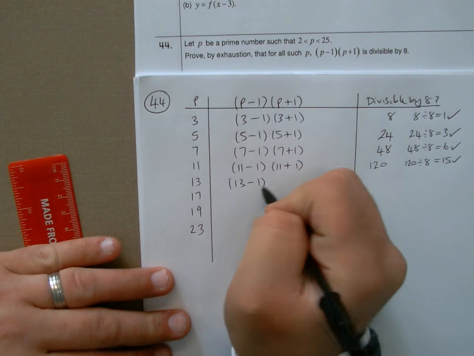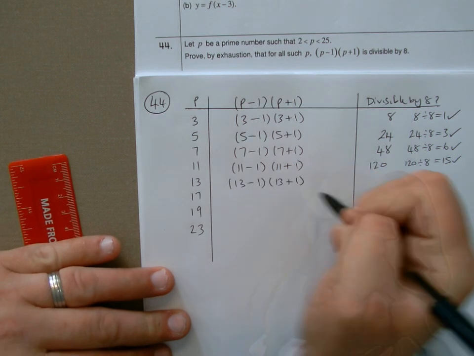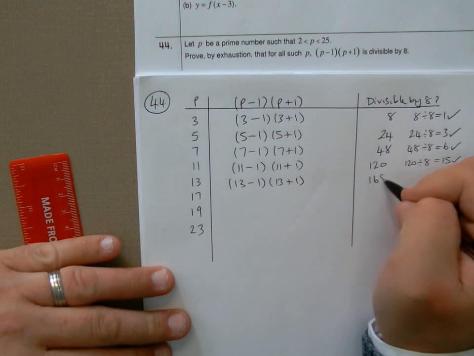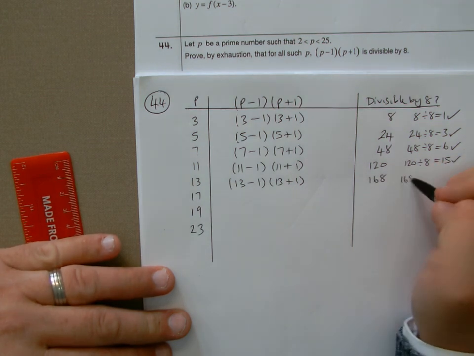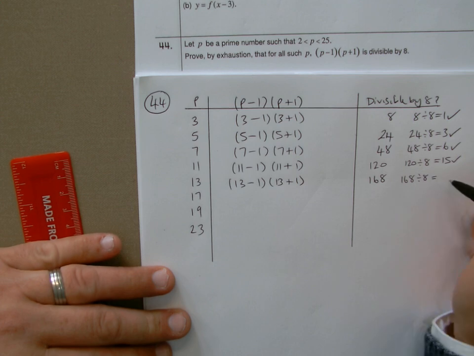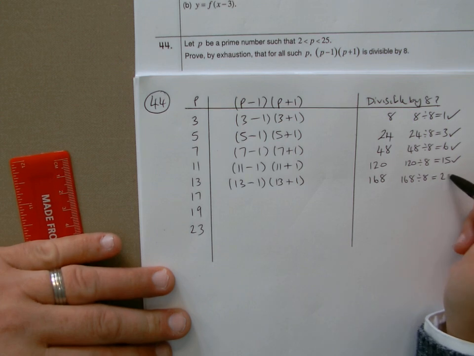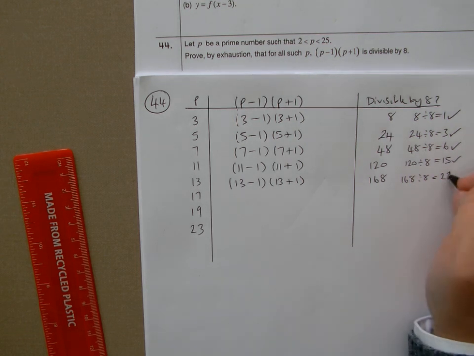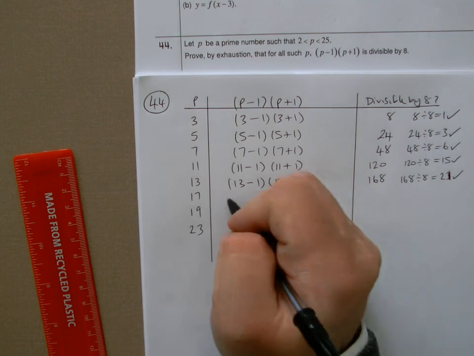So we've got 13 in. There we've got 12 times 14, 168, and then you've got to divide that by 8 and we get 23. No, 21. That's why I should check on my calculator. Let's just double check that there. Yeah, 21, but it is divisible by 8, isn't it? So check the next one then.